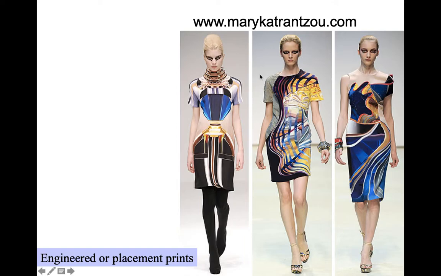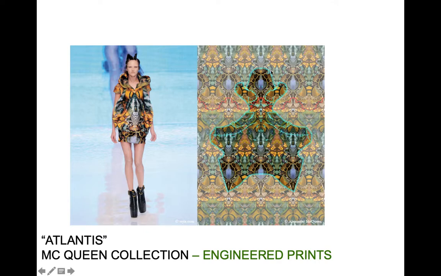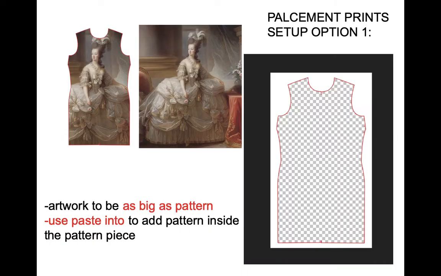So the placement print is placed specifically within the pattern piece, and it does not repeat overall as a motif. So you can have them symmetrical or asymmetrical, but they're engineered and placed within a specific area of a garment. So here's an example of a McQueen dress. You can see the final dress, and then you can also see how the print was engineered to be placed within the specific pattern shape or the pattern piece.